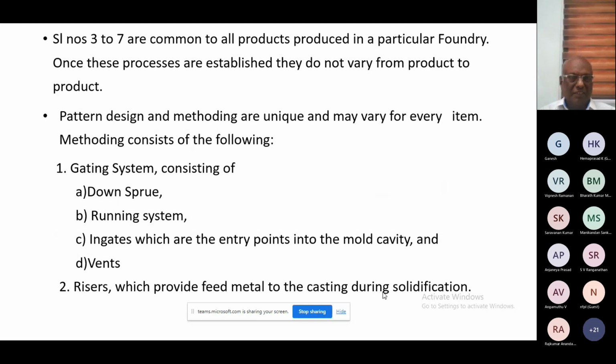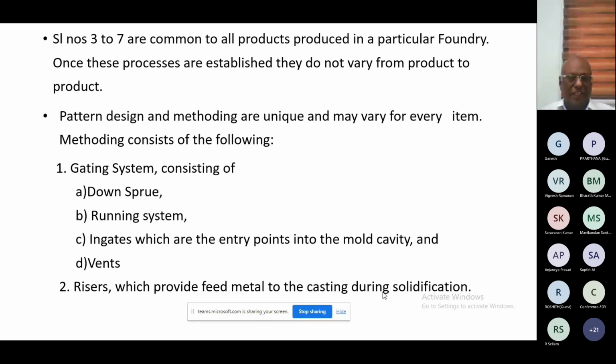Out of the seven items mentioned previously, serial numbers 3 to 7 are common to all products produced in a particular foundry. Once these processes are established, they do not vary from product to product. But pattern design and methoding are unique. They vary for every item.